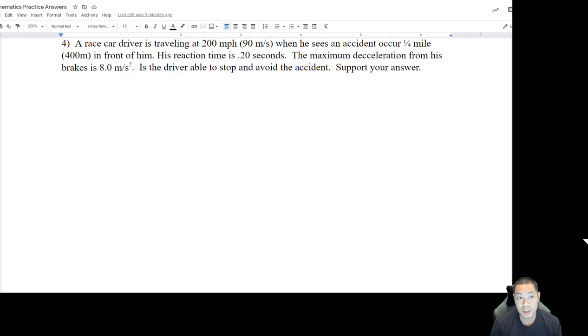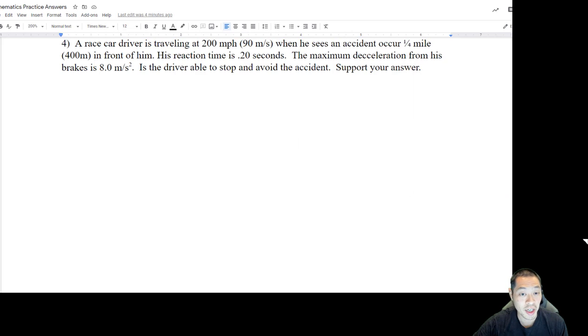Alright, so this problem's cool just because you have, again, two different accelerations going on. One where you don't have acceleration and another one where you actually do. So here is the situation. Whenever you're doing this, it's always nice to figure out what's going on with a picture. Do you have to do it? No, but it really does help visualize what's going on.